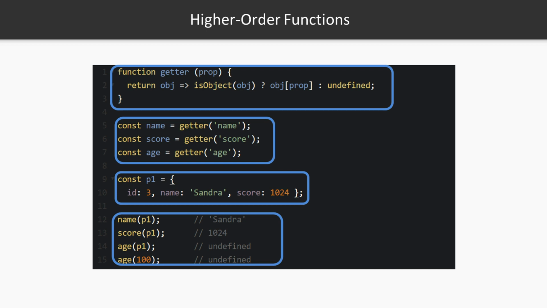The score getter returns 1024, and the age getter returns undefined in both cases, because p1 has no age property and the number 100 fails the isObject check inside the getter function.